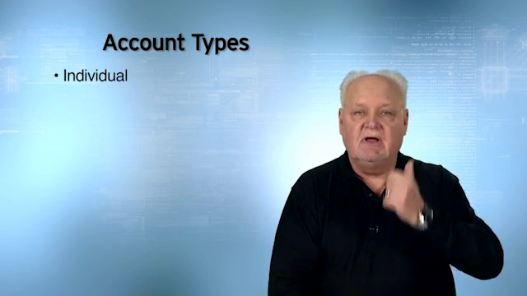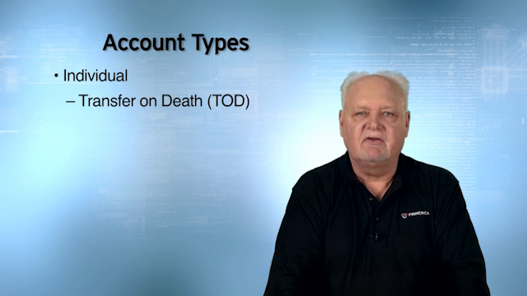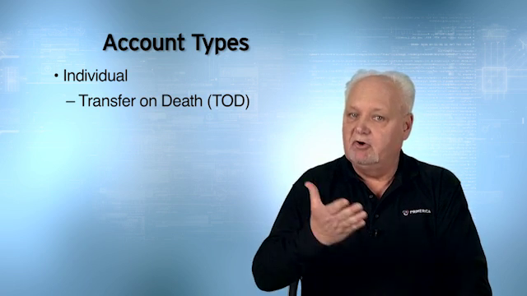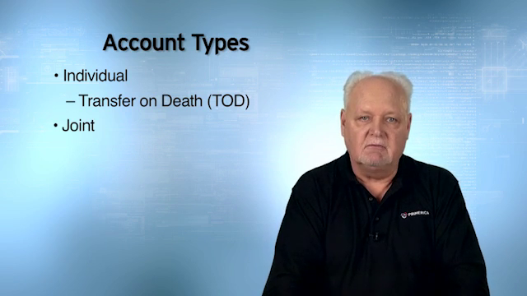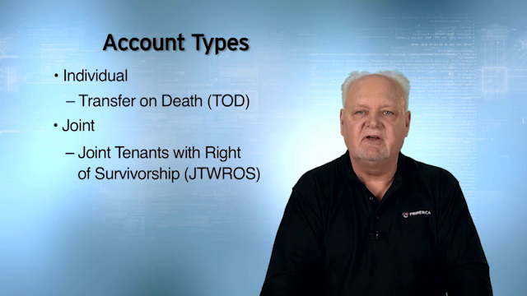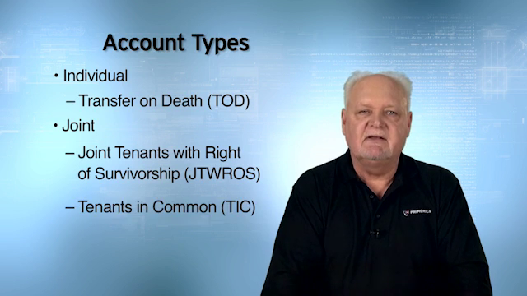Account types include an individual account. An individual account can be marked as a TOD, transfer on death. We could instead open up a joint account. Joint accounts would include joint tenants with right of survivorship, JTWROS, or tenants in common, TIC.